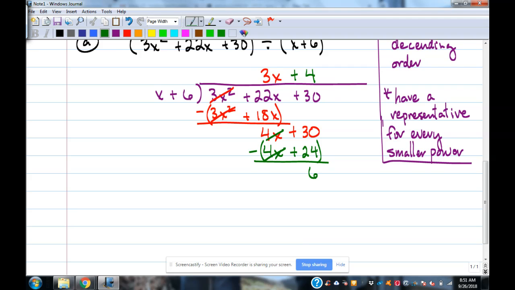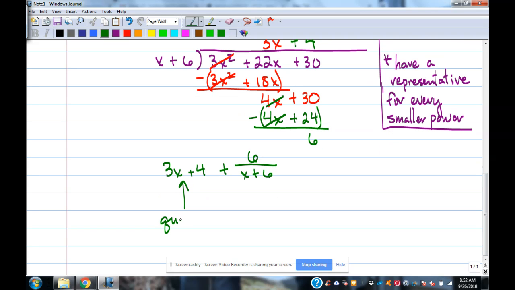Now, is there anything times x that'll give me plain 6? No. That's how I know this is my remainder, because I can't multiply x times something and get rid of the x. If I multiply something times x, I always get an x on it. Okay? This is my remainder. So it's 3x plus 4 plus 6 over x plus 6.